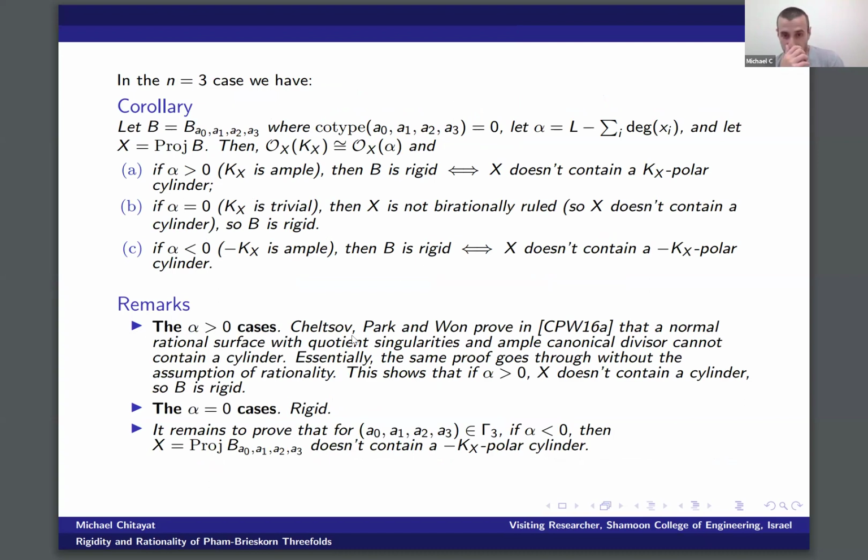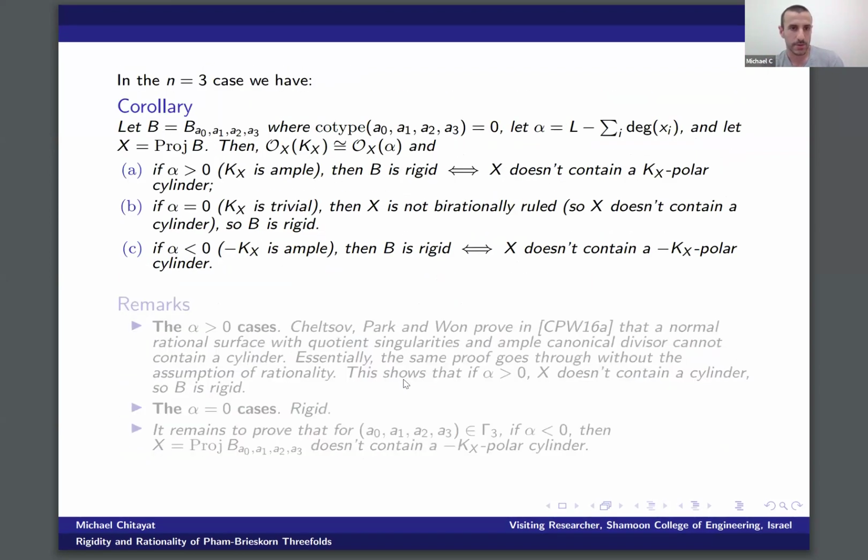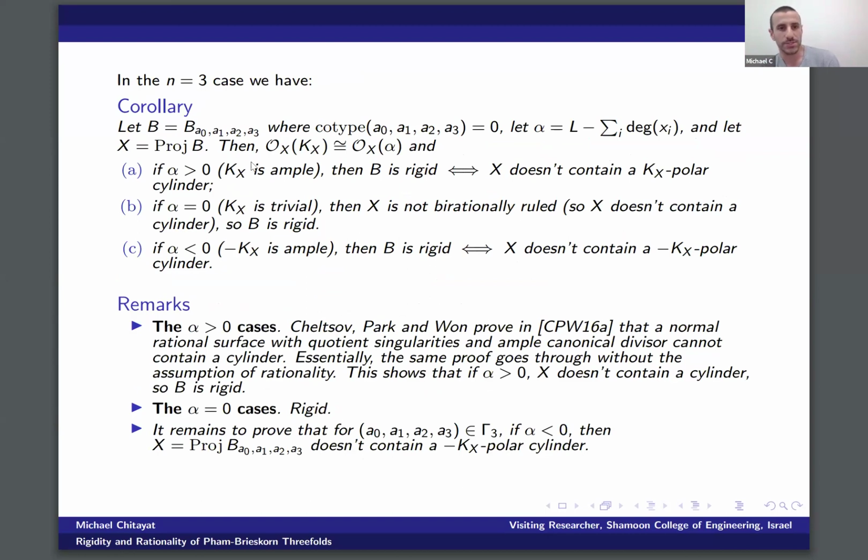So when alpha is greater than 0, Cheltsov, Park, and Won proved that a normal rational surface with quotient singularities and ample canonical divisor can't contain a cylinder. And essentially the same proof goes through without the assumption of rationality. So since X cannot contain a cylinder, the right-hand side of part A is satisfied. And so in this case, these Pham-Brieskorn rings are rigid. When alpha equals 0, we already showed that proj B is not birationally ruled, so it doesn't contain a cylinder, so B is rigid.